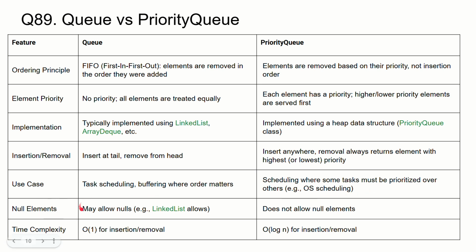Null elements: queue may allow null elements, but priority queue does not allow null elements. Time complexity: it is O of 1 for insertion and removal in queue, but for priority queue it is O of log n for insertion and removal.